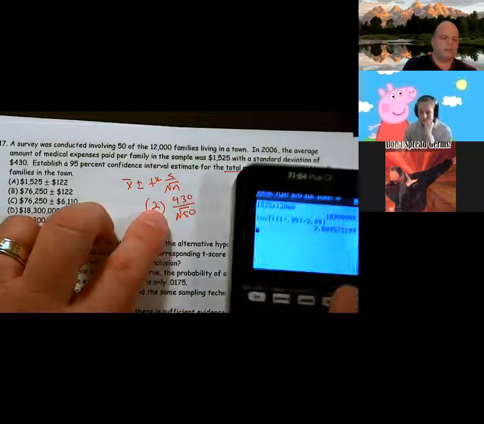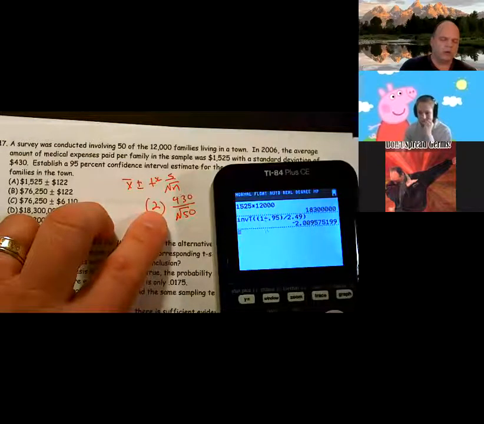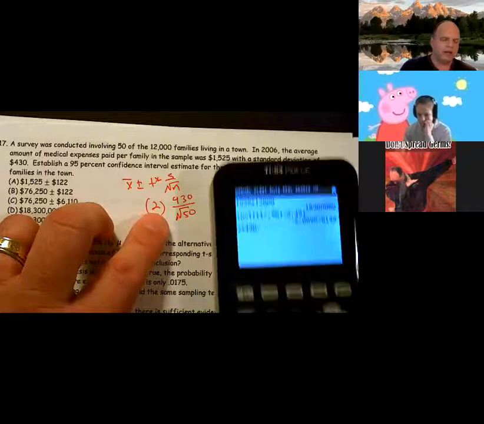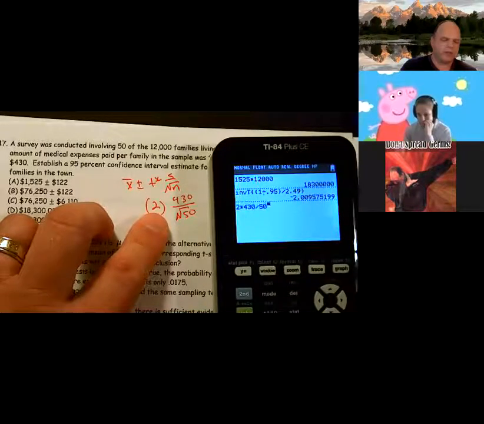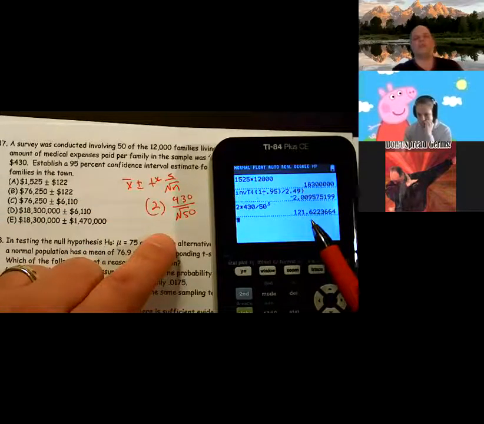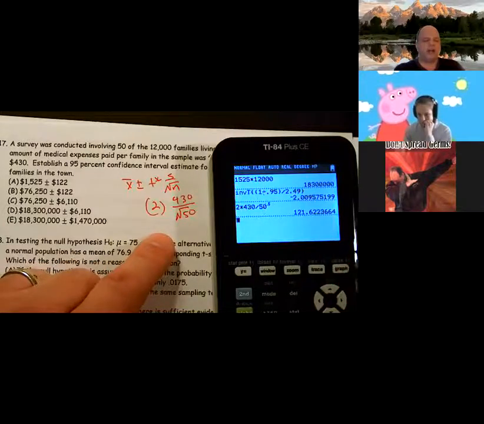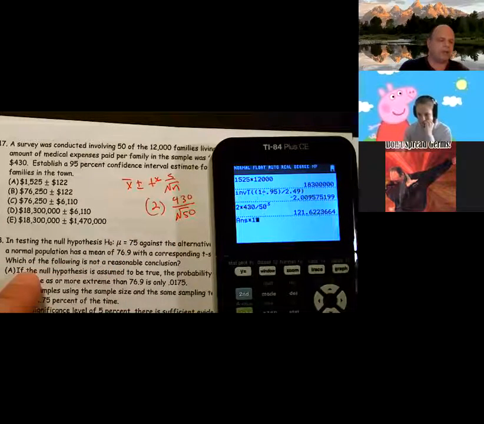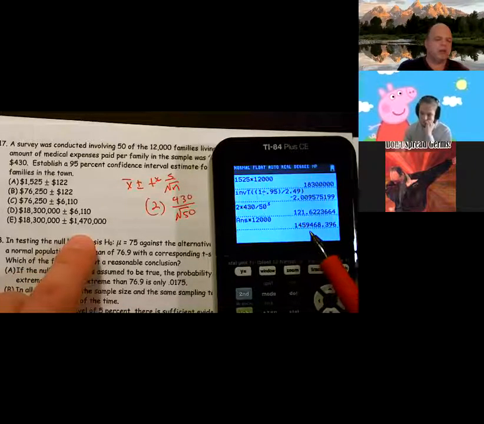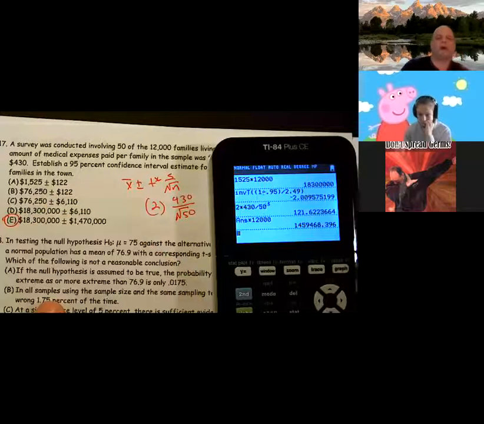So let's get that value. So 2 times 430 divided by the square root of 50, and I get 121.6. Well, that's my margin of error per family, but there are 12,000 families, so I need to multiply by 12,000. And they did some ugly rounding, but my closest value is right here at 1,470,000. And that is a weird problem.